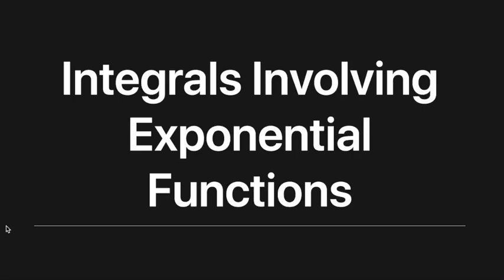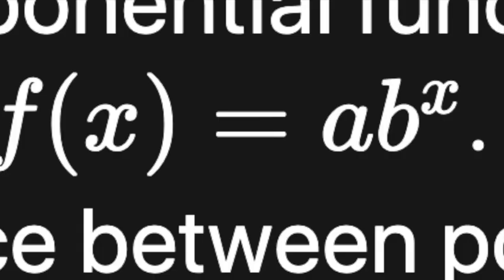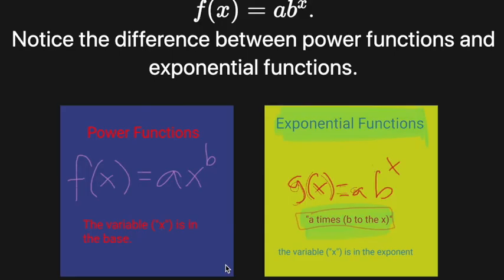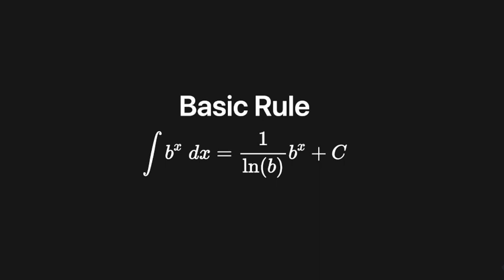Another type of function that we want to master is the exponential function. An exponential function has the form a times b raised to the x, where b is a number. Be careful, it is easy to get exponential functions and power functions mixed up. Exponential functions have a variable, such as x, in the exponent, while power functions have a variable, such as x, in the base. If we have b raised to the x, the indefinite integral is 1 over natural log of b times b to the x.